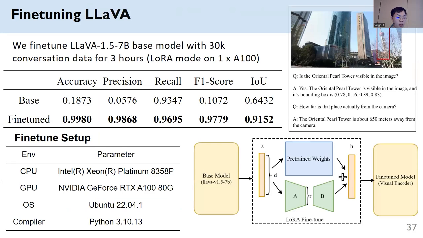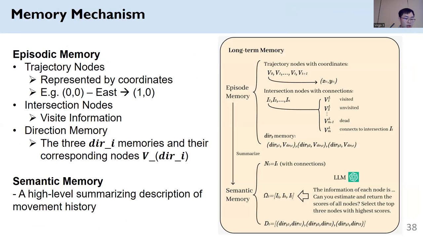By fine-tuning a LLaVA model, which is a quite small open source multimodal language model, with the 30K conversation data we created, for 3 hours on one A100 GPU, we can see that its ability to recognize landmarks in urban space has improved dramatically. So it can almost 100% identify any landmark in the images. And it also has a high accuracy in inferring its directions, which is the IOU, like which direction it is in the images.